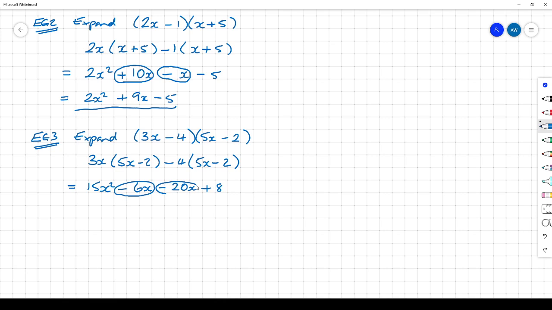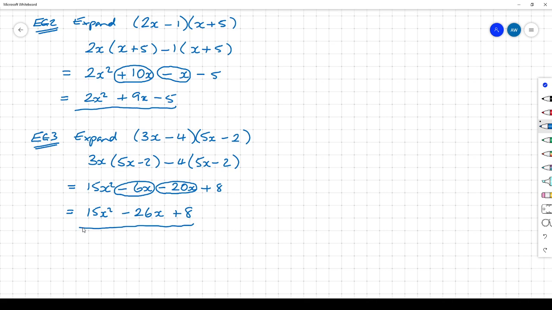Okay, when you expand in these double brackets, you usually have two x terms in the middle that you have to collect together. So 15x squared, there's no other x squareds. So that's all I've got. Minus 6x minus 20x. Well, basically I'm just looking at minus 6 minus 20. So if I'm on minus 6 and I take away another 20, I'll go down to minus 26. And don't forget the x. Okay? And then we got plus 8 on the end, and there is my quadratic expression. Another typical one.